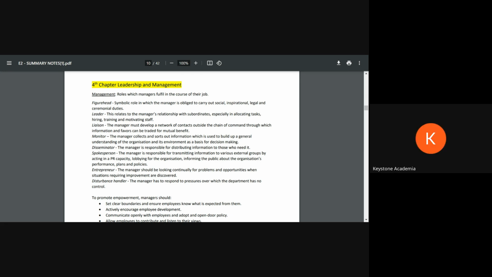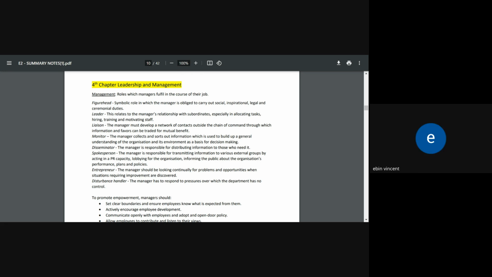Now, a leader is someone who motivates and guides the subordinates. We talked about this. And the third one is liaison. A liaison is someone who maintains information networks outside the organization. Say, for example, networking with people from similar industries. He or she is called a liaison. Are we catching up?